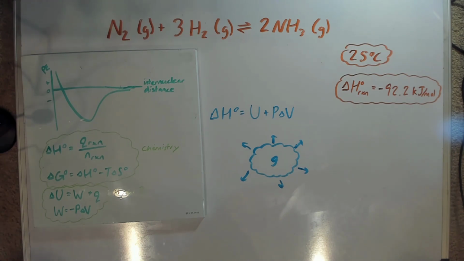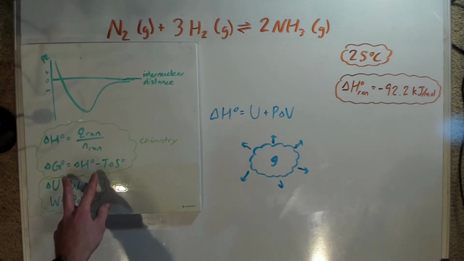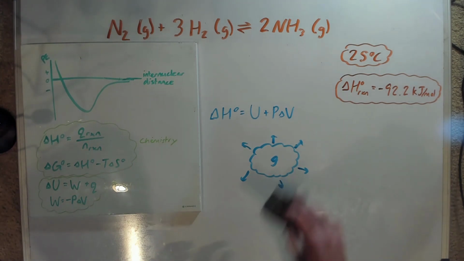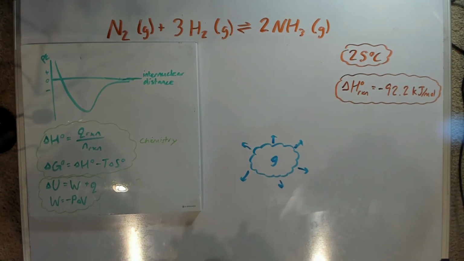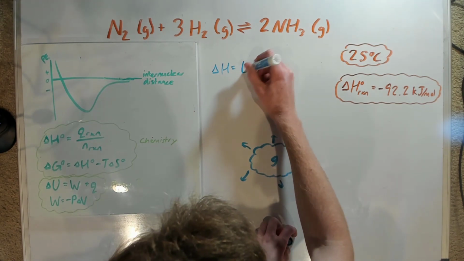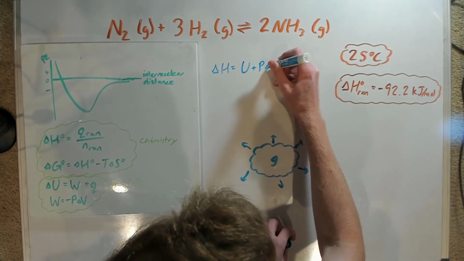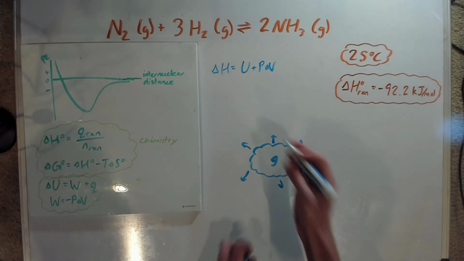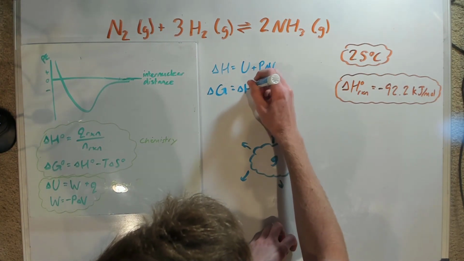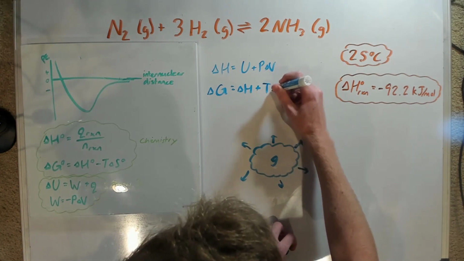So now let's try to sub that back into this second chemistry equation and explain what Gibbs free energy and enthalpy mean. So I'm going to erase this and put this a little bit further up here. Change in H is equal to U plus pressure times change in V. So now we have another equation. Change in G is equal to change in H plus T change in S.